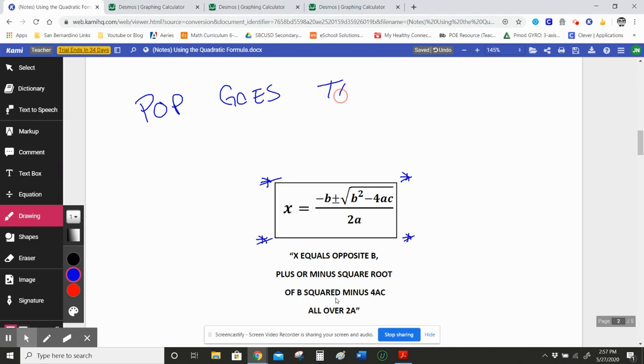Now, if you're trying to figure out how the heck am I ever going to remember that, if you remember the song Pop Goes the Weasel, that is a very good way of remembering this formula. This is the exact same thing that we're going to be using to memorize this formula. So it's x equals opposite b plus or minus square root of b squared minus 4ac all over 2a. It's the easiest way to remember it. If you just say that over and over again like 30 times, I guarantee you'll probably memorize this formula.